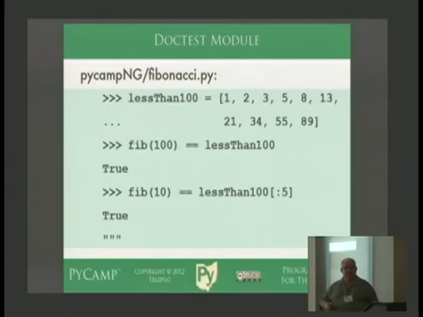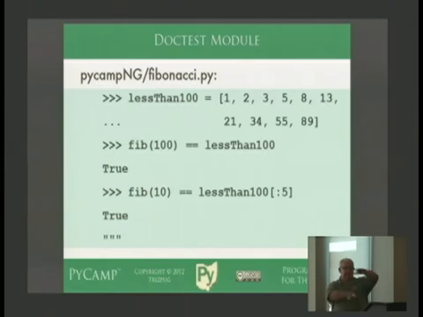If that is, then Python should report that to us as capital T True. It should evaluate that expression, which is a Boolean expression, and report back to us that it's true. And similarly, if we call it with the argument of 10, then we should get back the first 5 elements of less than 100 and be able to say, are these things equivalent? And Python should say True.